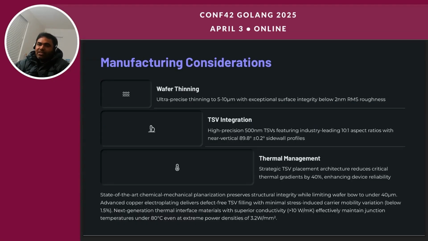So while manufacturing we have to consider these things: wafer thinning, ultra precise thinning up to 5 to 10 microns with exceptional surface integration below 2 nanometer mesh roughness. TSV integration, high precision 500 nanometer TSVs featuring industry leading 10:1 aspect ratios with near vertical 89.8 plus or minus 0.2 degrees sidewall profiles, and thermal management. Strategic TSV placement architecture reduces the critical thermal gradients by 40%, enhancing the device reliability. We have to consider these while manufacturing for the backside power delivery.